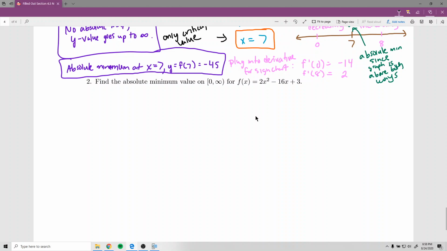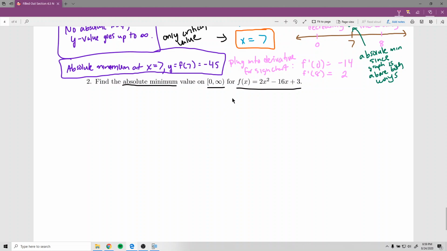All right, so number two would be what we call kind of like a half interval. It's stopping on one side, 0, and then going to infinity. I like to call them half intervals if one's a bracket and one's a parenthesis. So this one says find the absolute minimum. Notice it doesn't say absolute maximum and minimum. So we're probably going to have an absolute minimum, and it's telling you to find it on the given interval 0 to infinity for the function f of x equals 2x squared minus 16x plus 3.